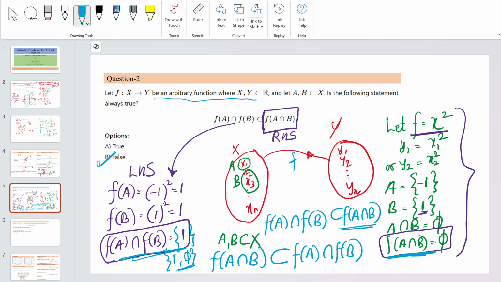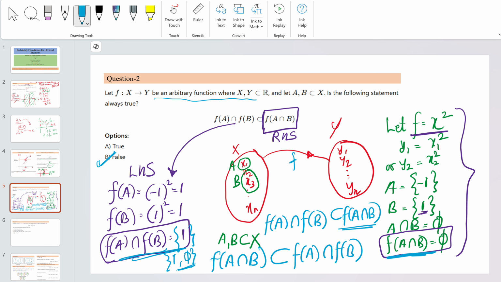I have considered subset A having one element, minus 1, and subset B having one element, 1. Between the two there is no common term, because one is minus 1 and one is 1. So f(A intersection B) is phi because A intersection B is phi. That is the RHS. In the LHS, f(A) is equal to (-1) square, which becomes 1, and f(B) is equal to 1 square, which is 1. So f(A) intersection f(B) is equal to 1.